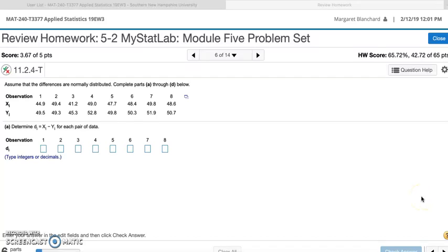Module 5, problem number 6. Assume that the differences are normally distributed. Complete parts A through D below. So we have a data set here with our 1 through 8 observations. The first row is X. The second row is Y.